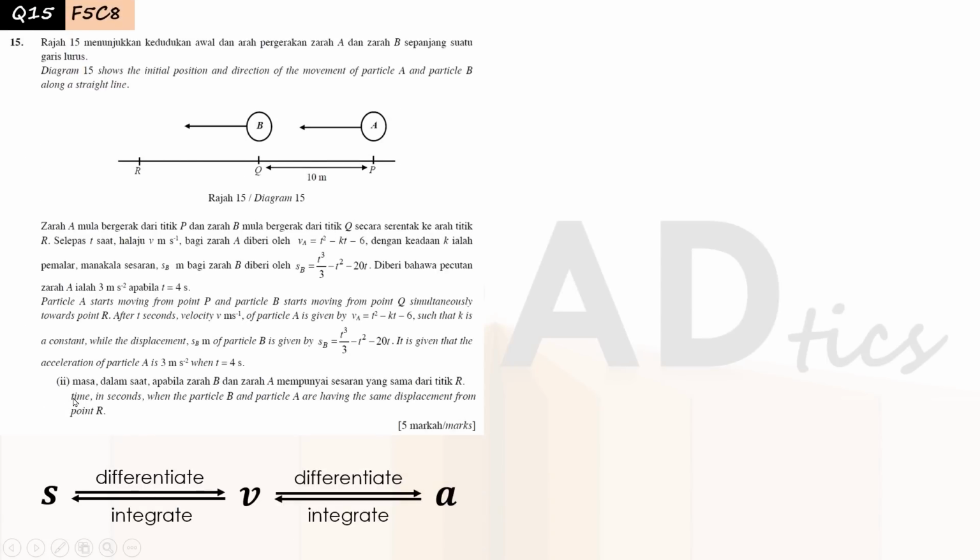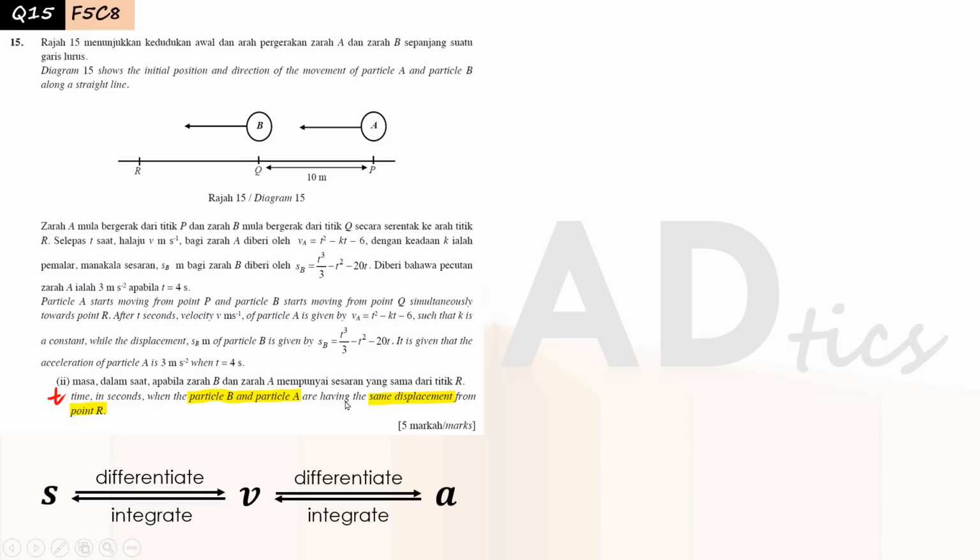And for part 2, it says that we need to find out the time when both of the particles have the same displacement from point R. So this means we need to find out the t, right, the time that both of these two particles are equally far from point R. So we need to look at the location of particles A and B, because we are looking at the distance from point R to their location at this time t, which we are not sure of yet.